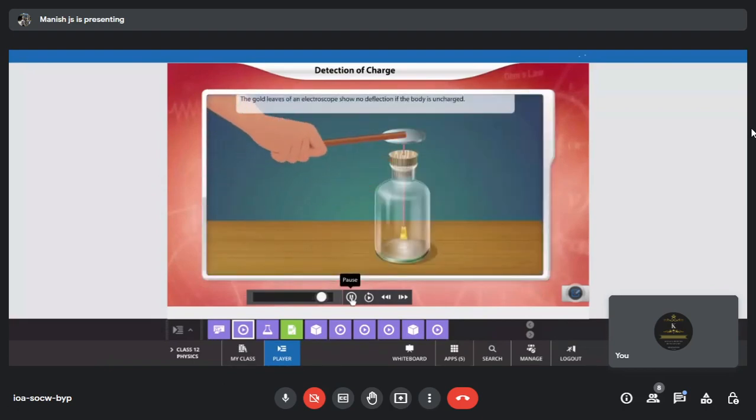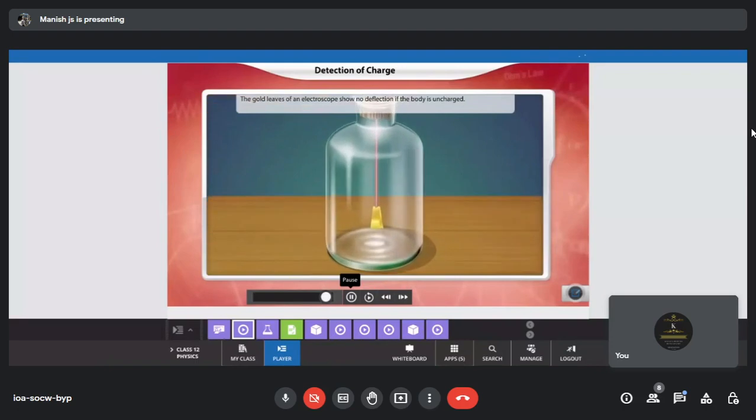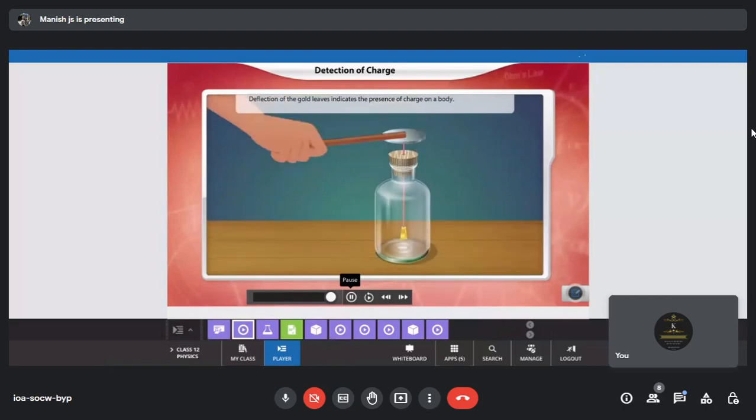But if we touch the disc with an uncharged object, the gold leaves of the electroscope will show no deflection. The deflection of the gold leaves, therefore, indicates the presence of charge on a body.